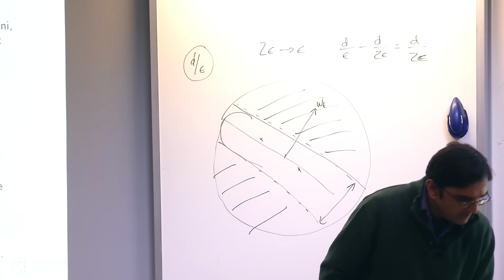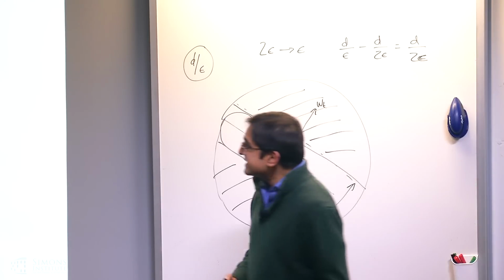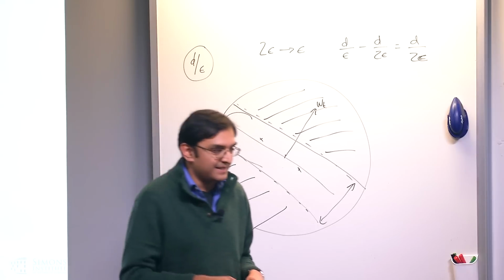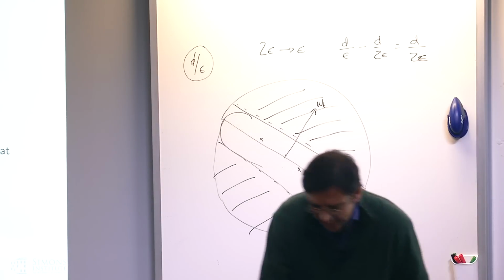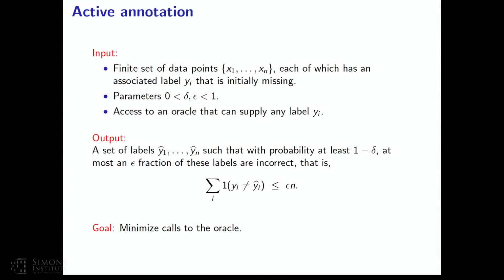Okay, so the last type of active learning that I'll be discussing is what might be called active annotation. This reformulates the problem a little bit, and let me explain why. The problem with a lot of the schemes I've discussed before is that they're really fine-tuned to the type of classifier you're using.